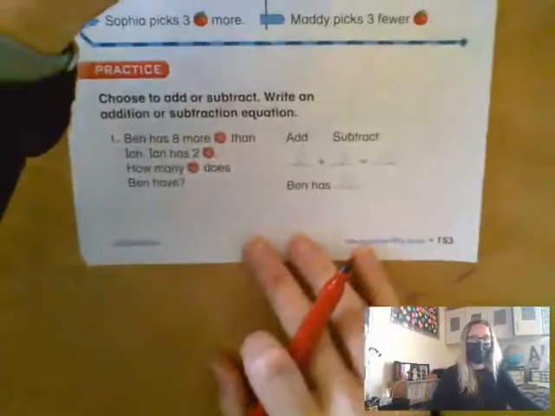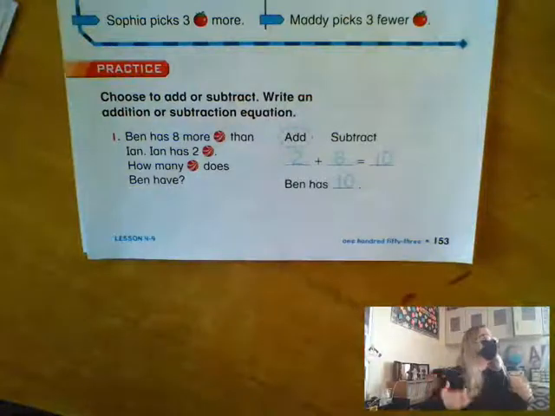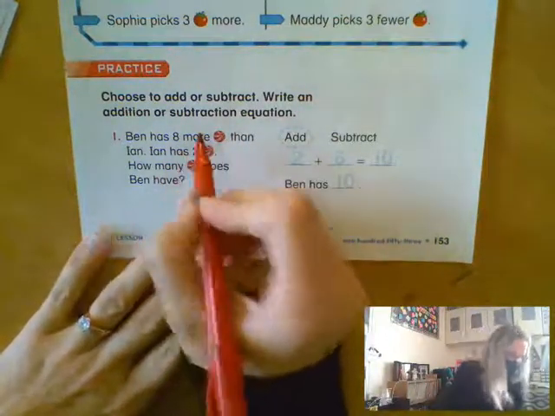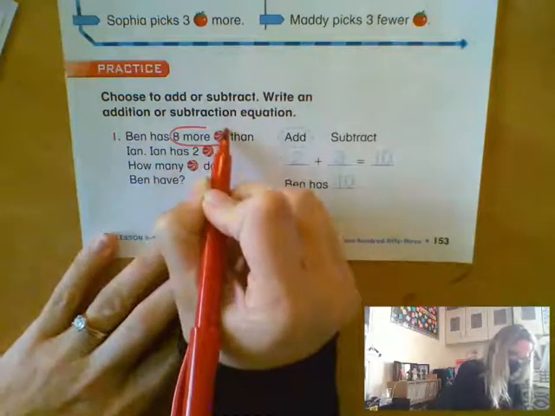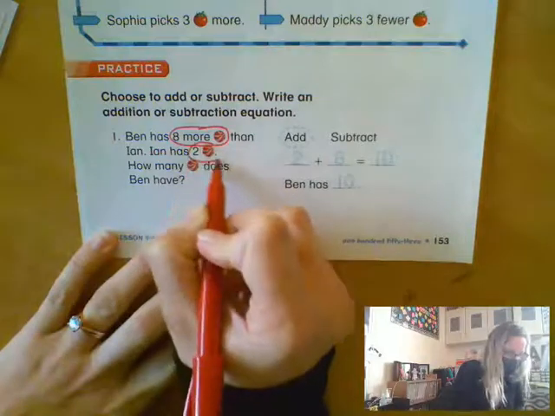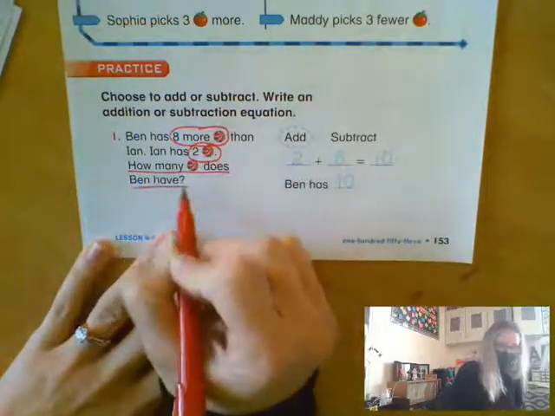All right, now let's look down at the bottom of the page where it says practice, and they filled in these answers for us, but let's walk through it so we can see their process, okay? So it says Ben has 8 more marbles, so circle 8 more marbles than Ian. Ian has 2 marbles, so circle 2 marbles. How many marbles does Ben have?